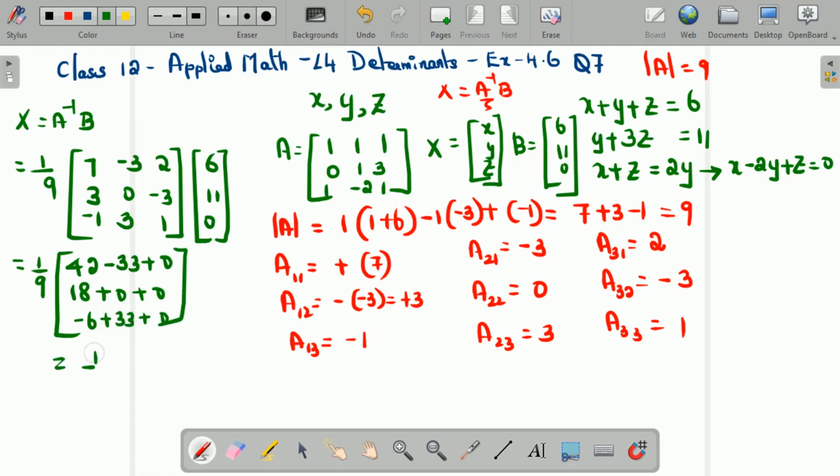So let's evaluate. So 1 by 9 into 42 minus 33. So this is going to be equal to 9. This is 18. 33 minus 6, so this is 27. Now on comparison, we see that x is equal to 1, y will be equal to 2 and z will be equal to 3.